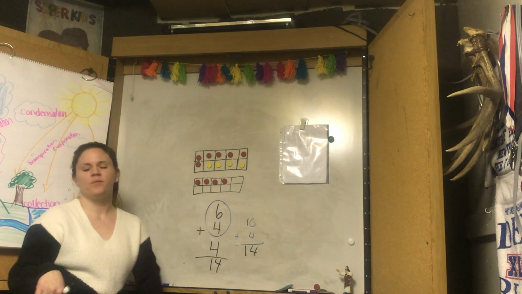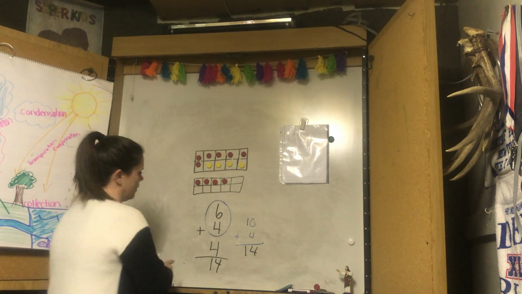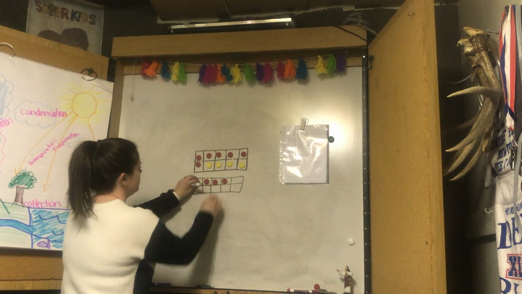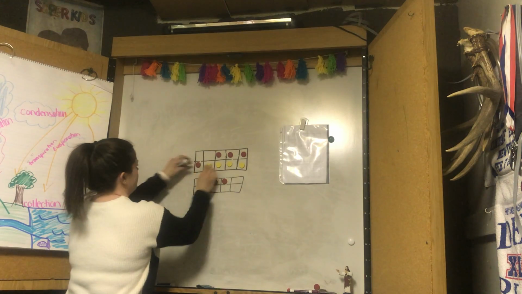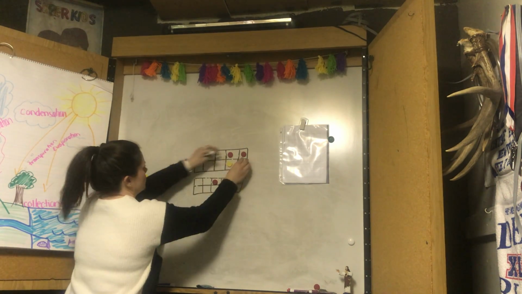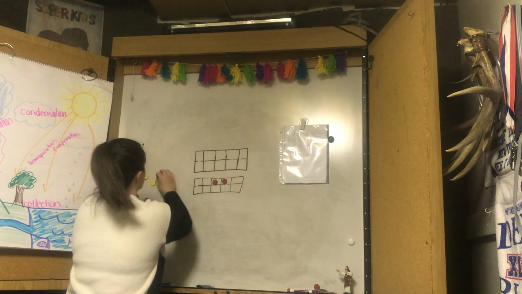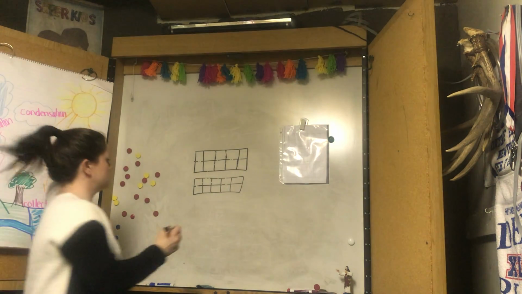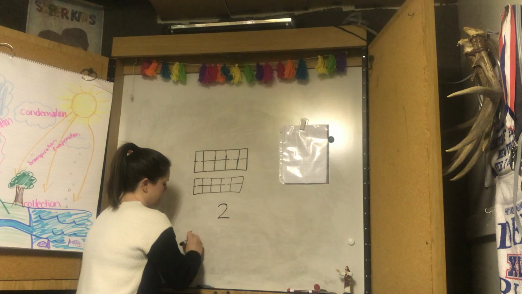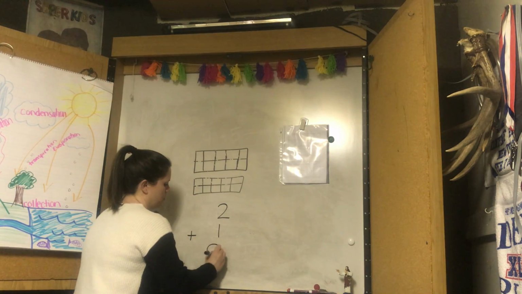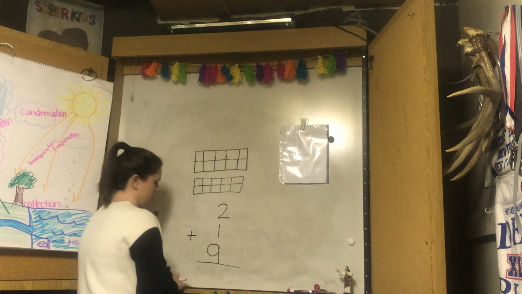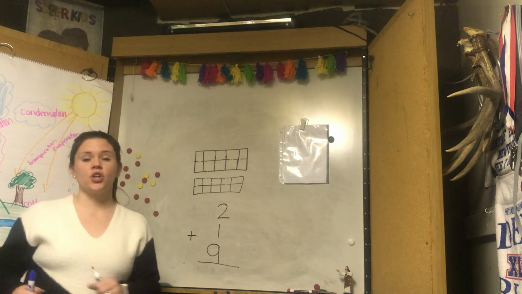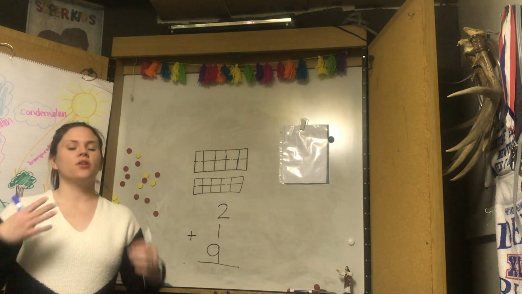Feel good? I hope so. I feel good. I bet you feel good. Okay. Let's do number 4 together. Okay, number 4 is 2 vertically plus 1 plus 9. Okay, now again, what I want you to do is circle the two addends that you're adding first.